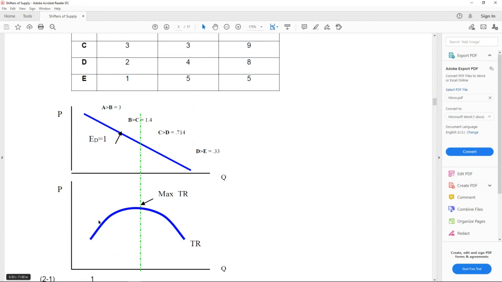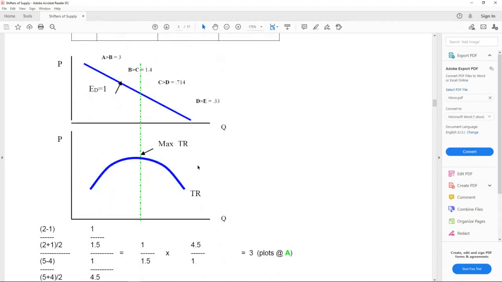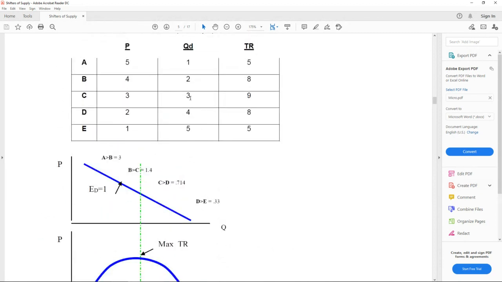So it would move from here to roughly here. That's an increase in total revenue. Whatever I did in the first interval, I'm going to do with the second. So it would be 3 minus 2, which is 1, over 3 plus 2, which is 2.5, divided by 4 minus 3 is 1, over 4 plus 3 divided by 2, which is 3.5. So multiply by the reciprocal is going to be 2.5 divided by 3.5. It gives us a final answer of 1.4.